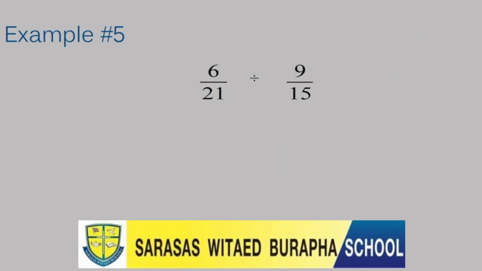Example number 5, division again. I need to keep it, change it, flip it. Keep this number the same, change this to multiplication, and flip this. Before we begin, because our numbers are kind of big, we can actually cross cancel here. It'll give us smaller numbers to work with.